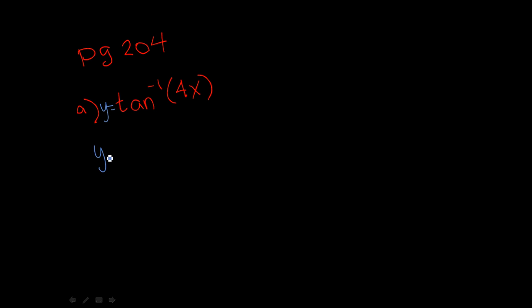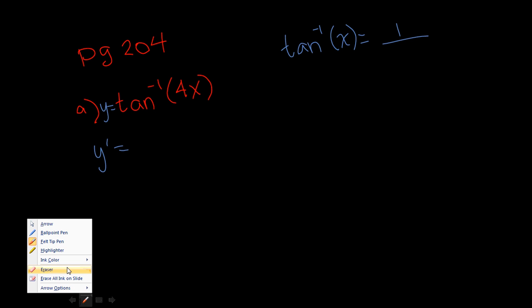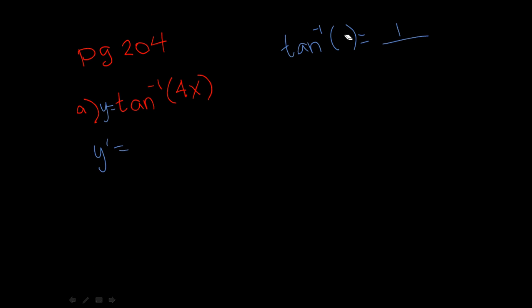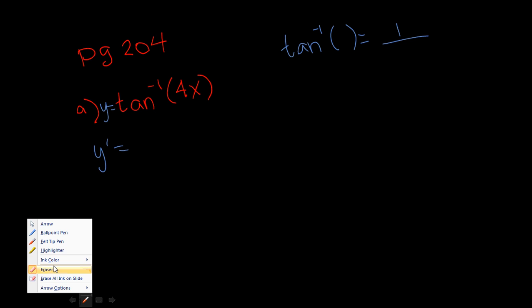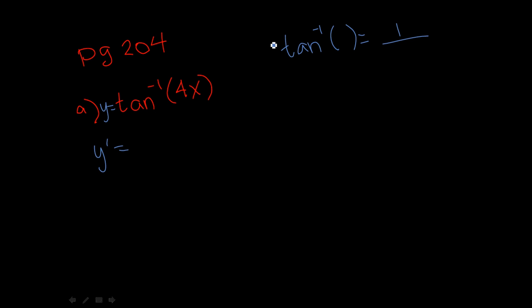To take the derivative, we're going to use the formula, so I'm going to write it here to the side. Tangent to the -1 of u. The derivative of inverse tangent is going to be 1 over 1 plus u squared, I'm thinking of natural log, 1 over 1 plus u squared times the derivative of u.